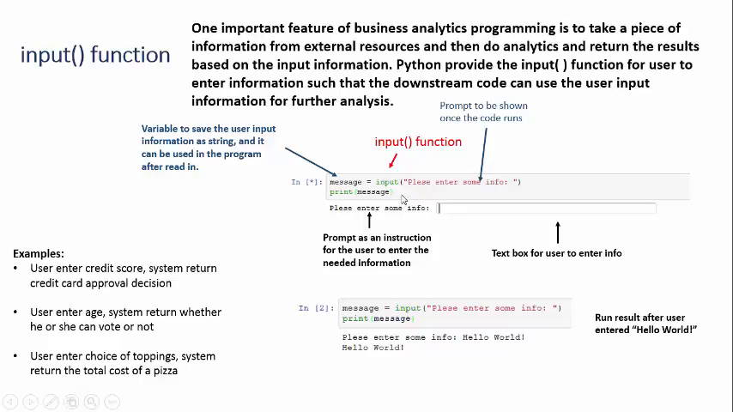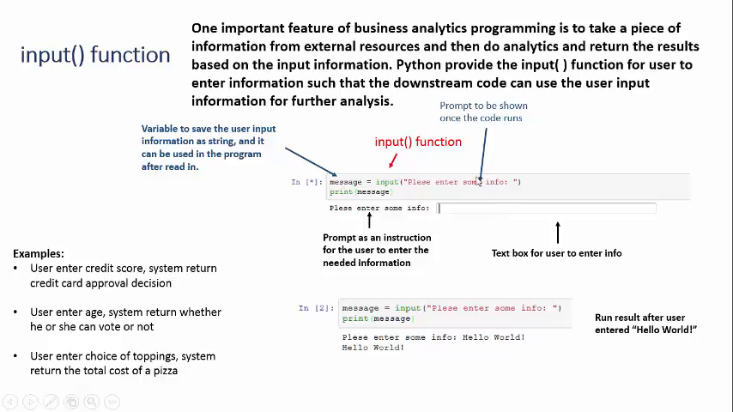So that is the simplest case for the input function. Remember here there are three parts: the input function itself, and the prompt within the input function, which has to be a string or string variable. And you define a variable on the left side of the equal sign, and this variable will contain all the information the user entered and save that information as a string type. So the message will be a string.